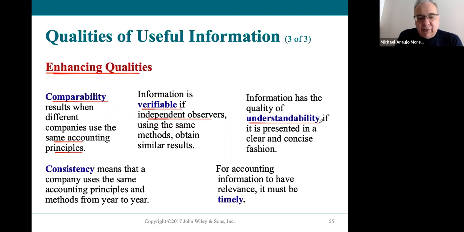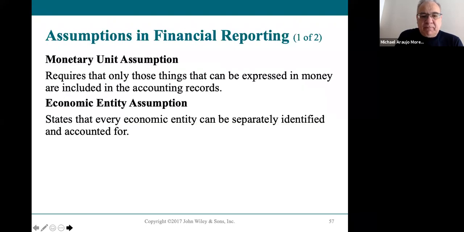Certainly, it has to be understandable, and we have to use the same methods year to year. And of course, everything has to be reported on a timely basis, right? Monthly, quarterly, yearly, things have to be reported.